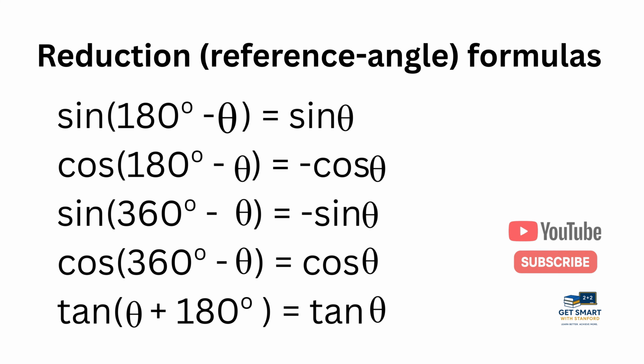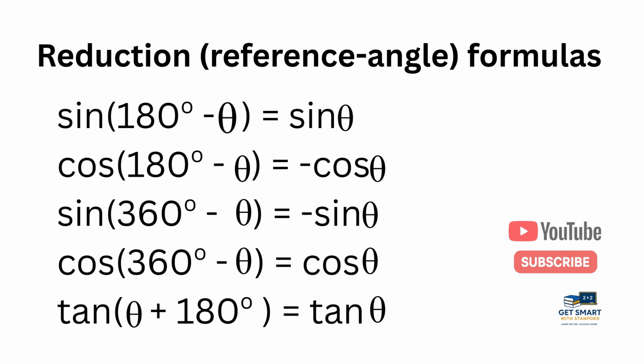Let's say, for example, we have sine of 120 degrees. We can reduce it using sine of 180 minus theta. So that will be sine of 180 minus 60 to give us that sine 120. We will be left with sine 60. And if you can remember very well, I gave you the special angles previously. Sine 60 equals square root of 3 divided by 2.